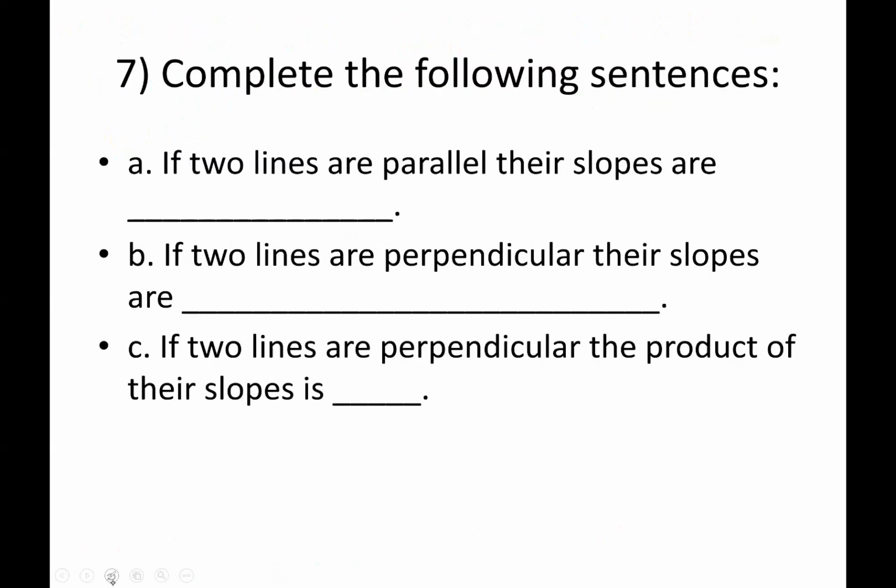Okay, so if two lines are parallel, their slopes are equal or the same. If two lines are perpendicular, their slopes are opposite signs and reciprocals. Or you could say they are negative reciprocals, either way. And if two lines are perpendicular, the product of their slopes is -1.